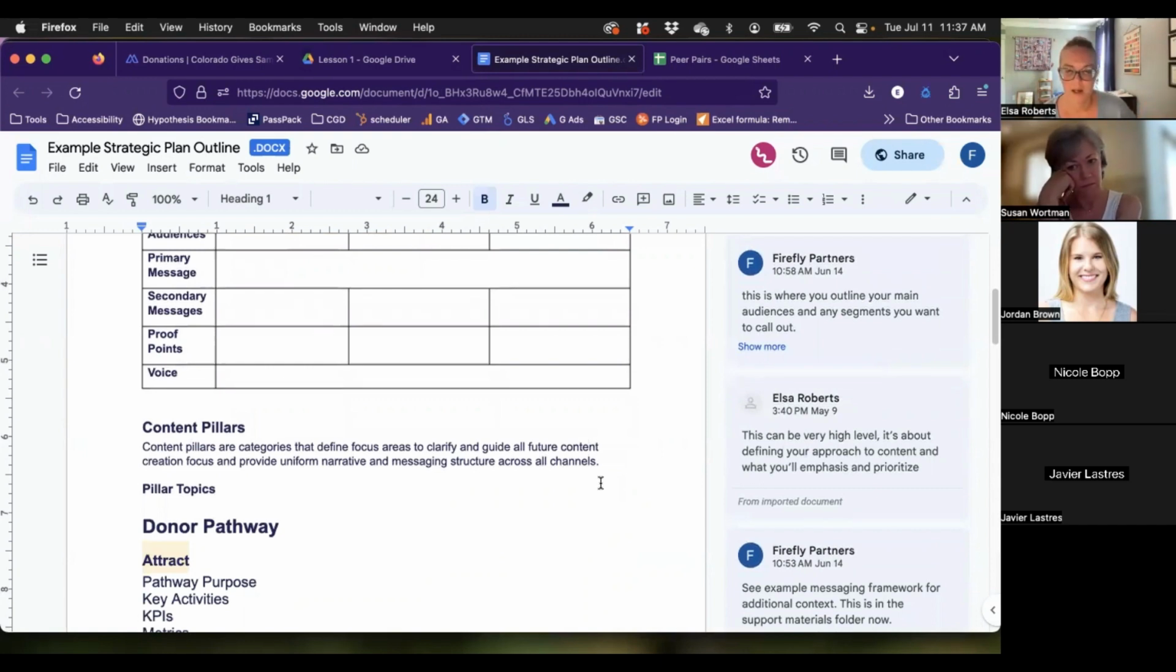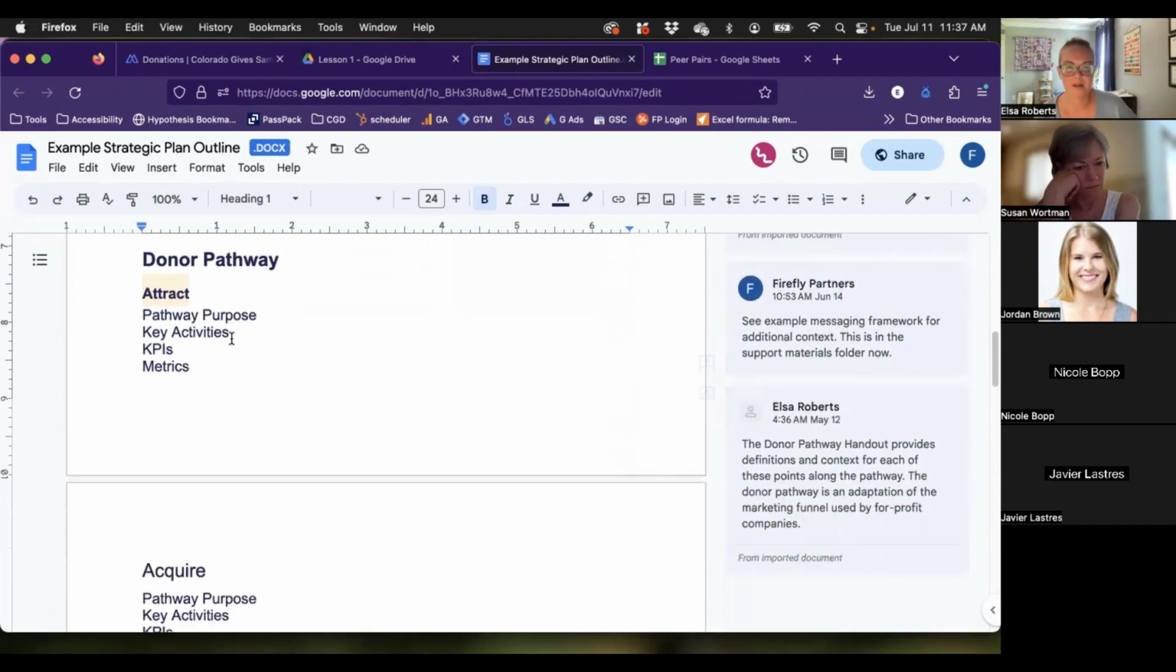This final part here, the donor pathway, is why I called what we talked about today mapping the donor pathway, because we went through all of these different things. And this is the way that I've conceptualized a strategic plan, where you would identify the key activities that you would be engaged in for each of these steps along the pathway. So that would be campaigns that you're running and things like that.